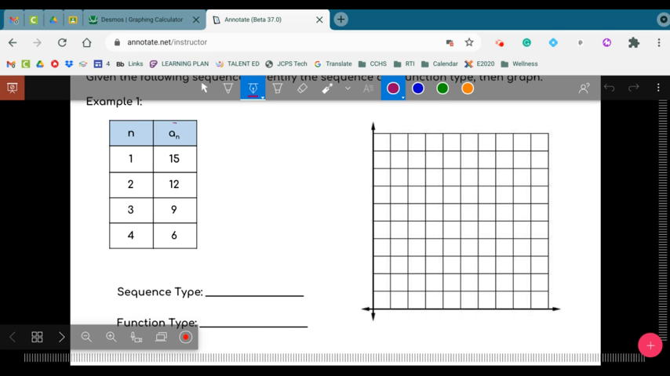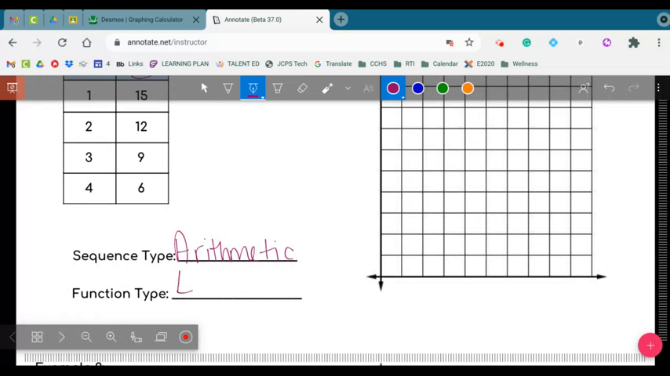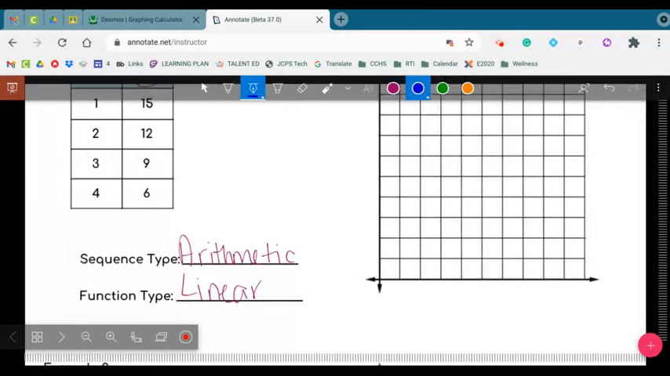If we look at our table, we see that we have a sub n up here. So x is our n and a sub n is our y. If we have a sub n, that a means that it's arithmetic. If it is arithmetic, it will always be linear, and we can actually see that on the graph too. So we're going to now go to graphing.